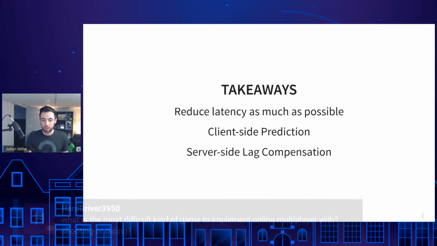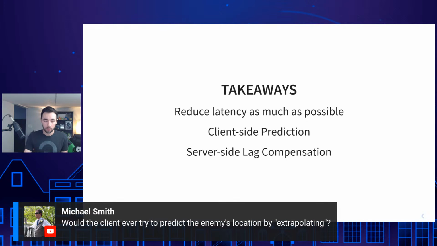Would the client ever try to predict the enemy's location by extrapolating? I guess that comes down to client-side prediction. In some cases, we actually can try to predict the enemy's location. In first-person shooters, generally it doesn't work as well. But if you're playing something like a racing game, cars usually follow a pretty specific path, so you can predict a little bit to try to smooth out their movement. That's using the dead reckoning technique that I mentioned earlier.